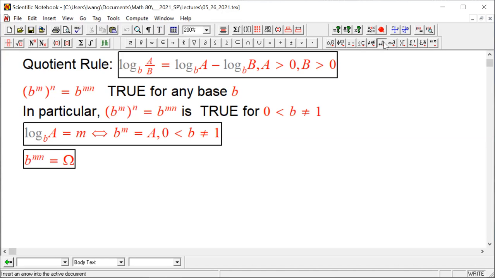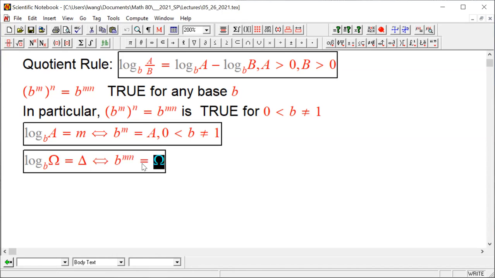By definition, what does that lead to? This is a triangle, and this is omega, that's the base. So also on the other side, what do we get? We get log base b of omega equals triangle, right? That's my triangle. Omega is b to the power m times n. Triangle is m times n, right? And the bases are the same. You follow me?